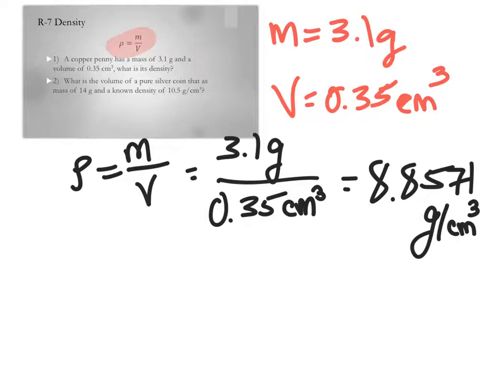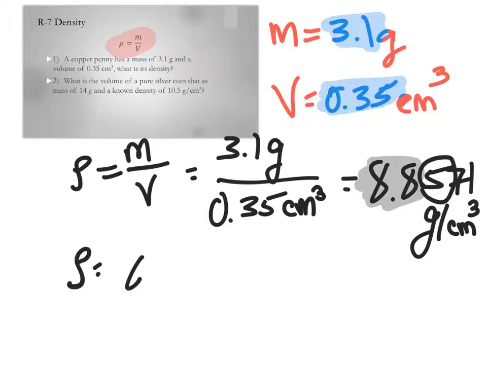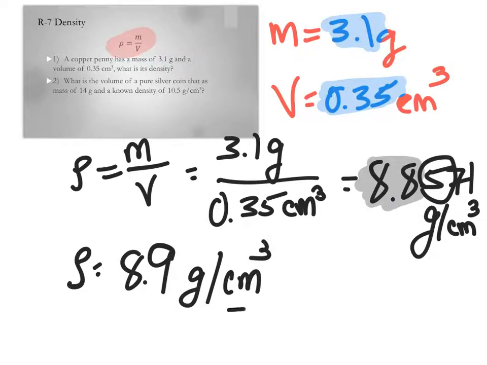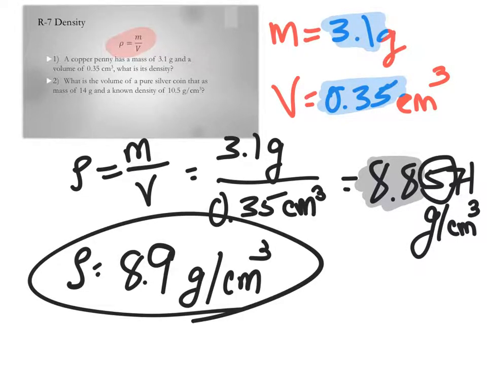Now, when you're doing these problems, you need to really look at the numbers you're given. 3.1 has two significant figures, and 0.35 has two significant figures. So your answer has to be to two significant figures. So you're going to look at these two numbers here and look to the number right of that, and you have a 5. So that's going to make this round to 8.9 grams per cubic centimeter for problem 1. And that is for copper.